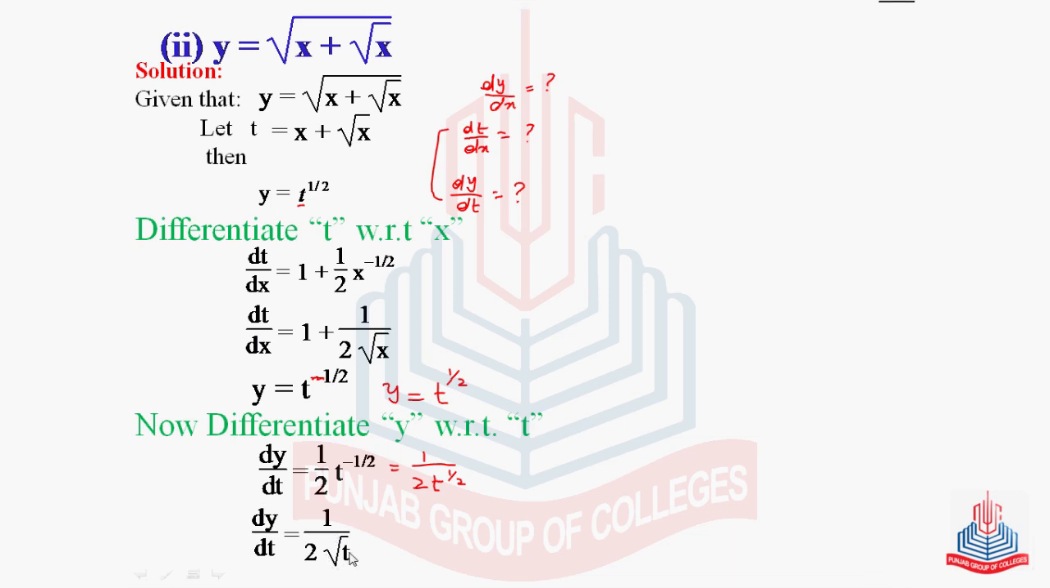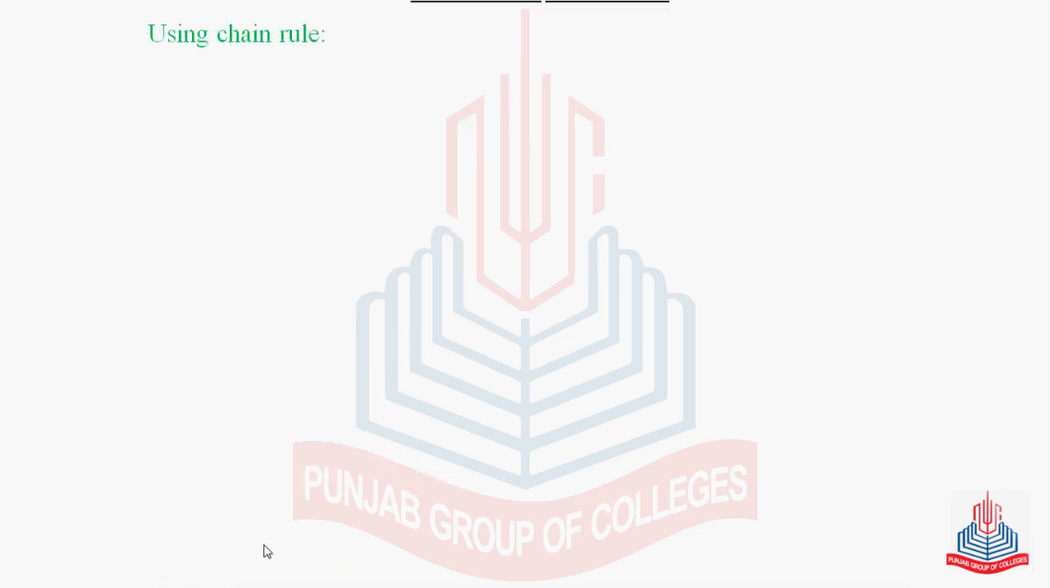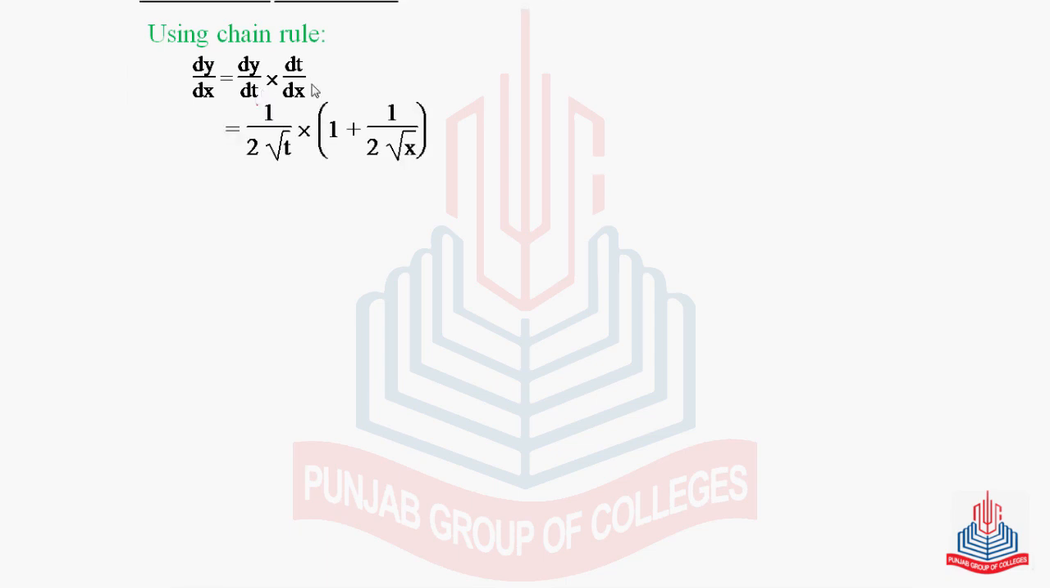Now we already calculated these two derivatives, dy by dt, which is this one, and dt by dx, which is this one. So joining these two derivatives, by forming chain of derivatives, that is actually by using chain rule. So dy by dx is equal to dy by dt into dt by dx. By substituting the values of dy by dt and dt by dx, that will become 1 by 2 square root of t into the value of dt by dx, which is 1 plus 1 by 2 square root of x.